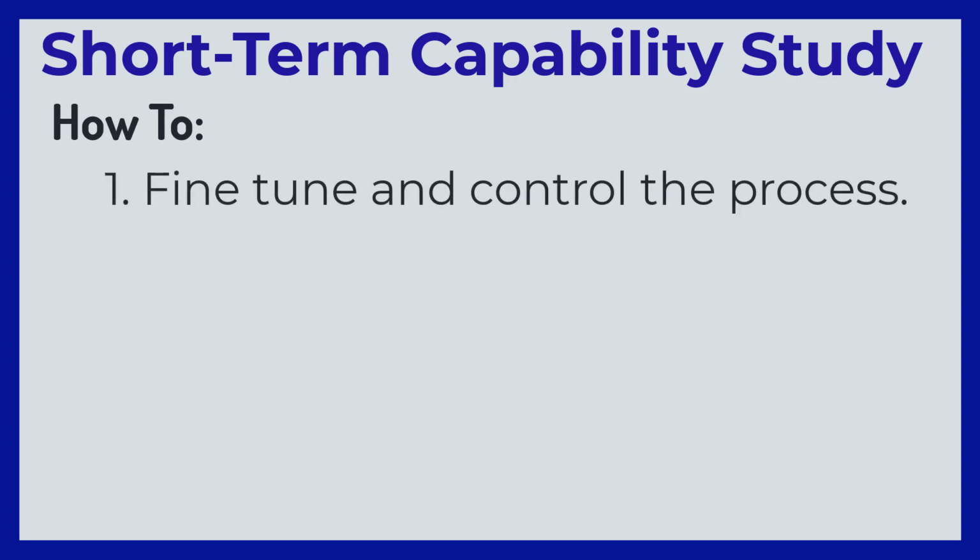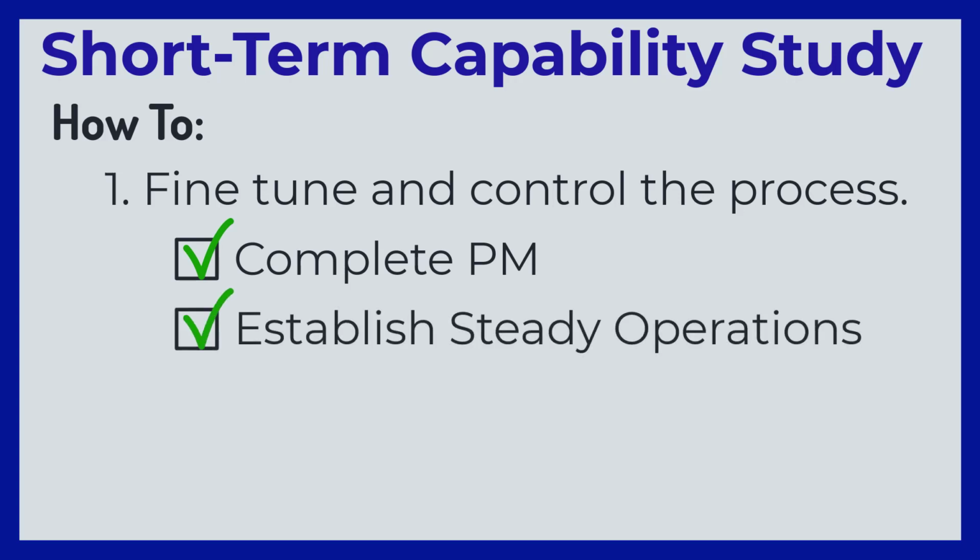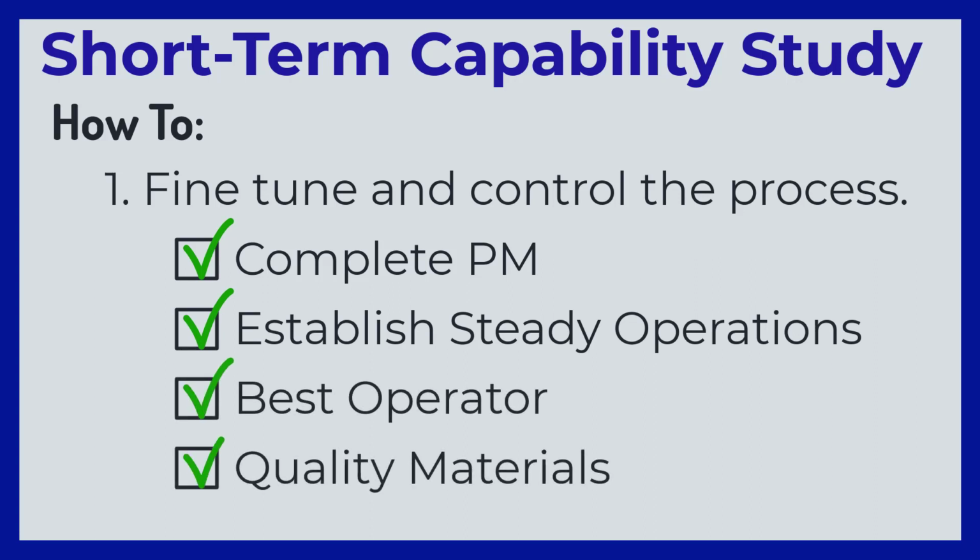Number 1, fine-tune and tightly control the manufacturing process. After completing preventative maintenance procedures, dial in the process and let it settle into a steady state of operation. Your best operator should be running the machine using high-quality raw materials. This process needs to operate at its very best.